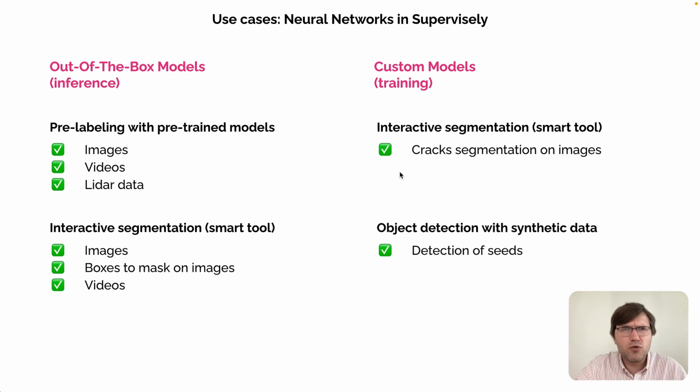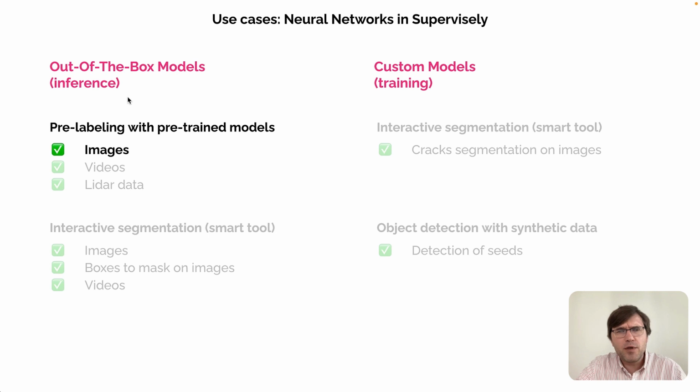Roughly, there are two categories of examples. The first category is when we take some pre-trained model and do some operations with that. Usually we use this model for pre-labeling purposes. And the second category is when we actually perform model training. So let's start with inference.